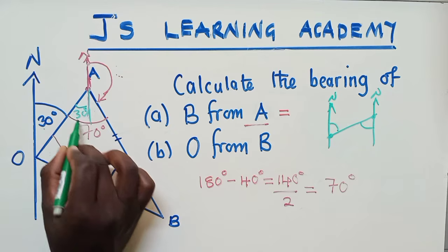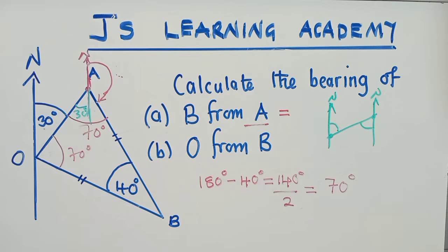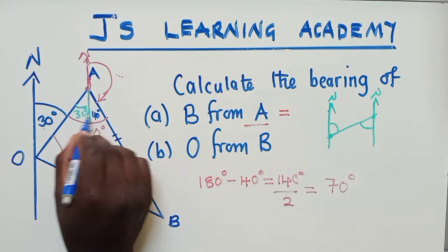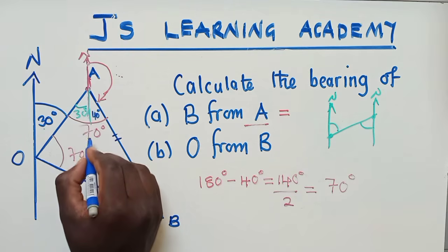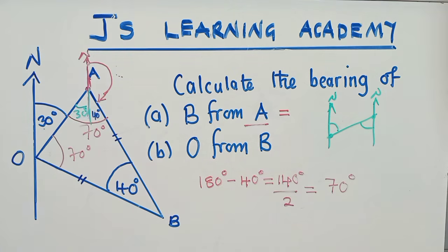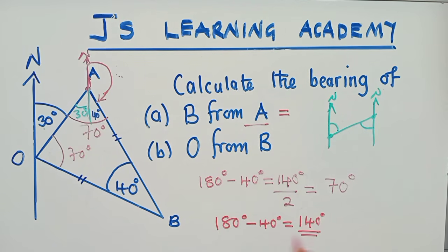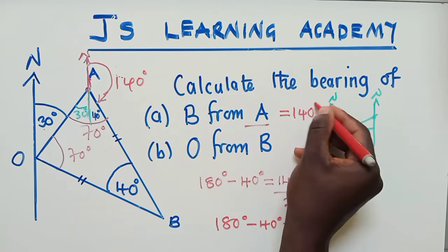So we're going to say 70 minus 30, which will give us 40. So this one is 40 degrees. So we've got 40 and 30 here. So since we have got 40 this side, we're going to use the property of a straight line for us to find this angle. We shall say 180 degrees minus 40 degrees, which will give us 140 degrees. So that means this is 140 degrees. The answer here is 140 degrees.